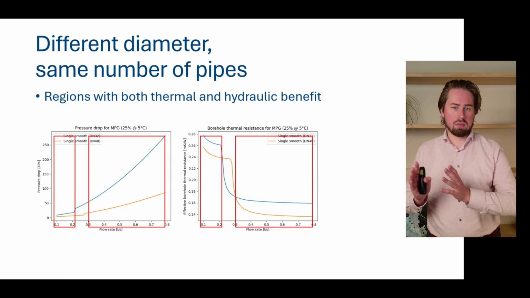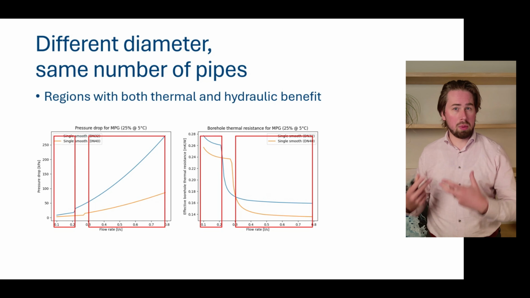It's better in some small range here from a thermal perspective, due to the turbulence that starts earlier and so forth, but not from a hydraulic perspective. Now if we mix these two cases up and we compare a single DN32 with a double DN32 and a single DN40, we get this result.